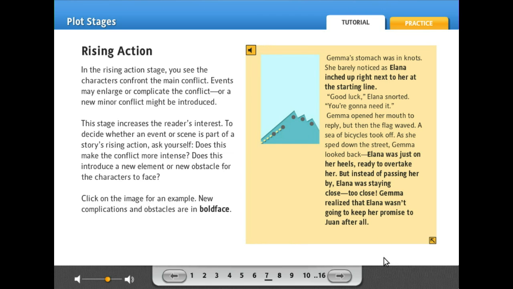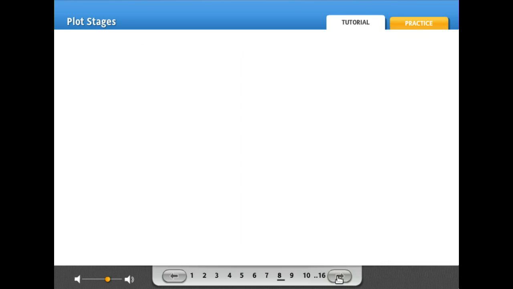Gemma's stomach was in knots. She barely noticed as Ilana inched up right next to her at the starting line. "Good luck," Ilana snorted. "You're going to need it." Gemma opened her mouth to reply, and then the flag waved. A sea of bicycles took off. As she sped down the street, Gemma looked back. Ilana.